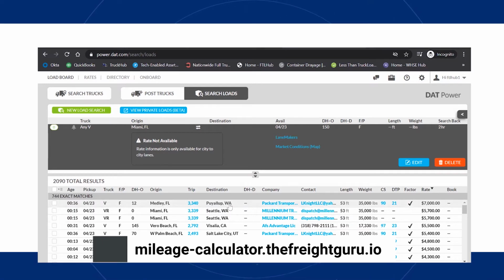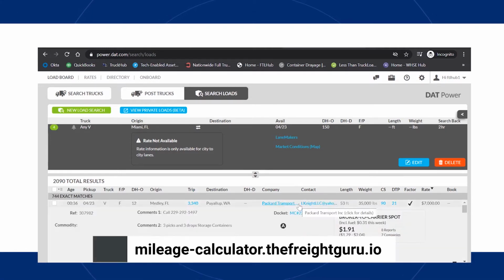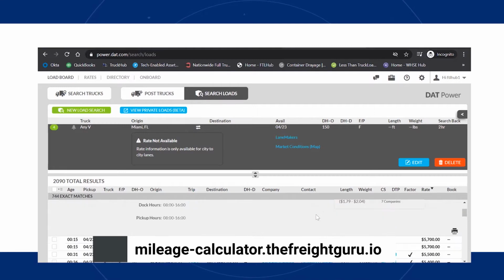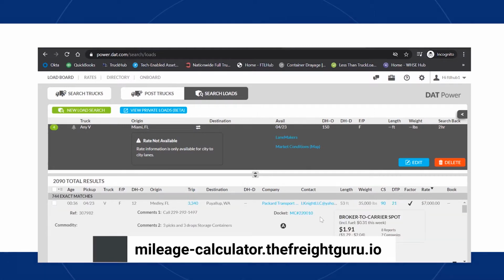So here we have a Medley, Florida load to Puyallup, Washington. And if you look here, the load is with Packard Transport, okay? The cool thing about DAT, it gives you what the broker to carrier spot market rate is. In this case, it says that the average rate is $1.91, between $1.79 to $2.04. Okay, so we know we're going from Medley, Florida to Puyallup, Washington. And the name of the broker is Packard Transport.